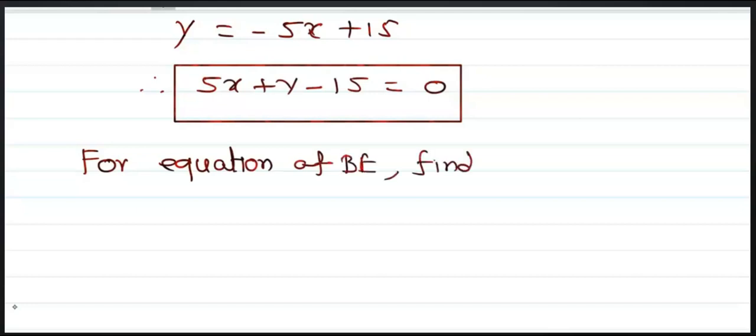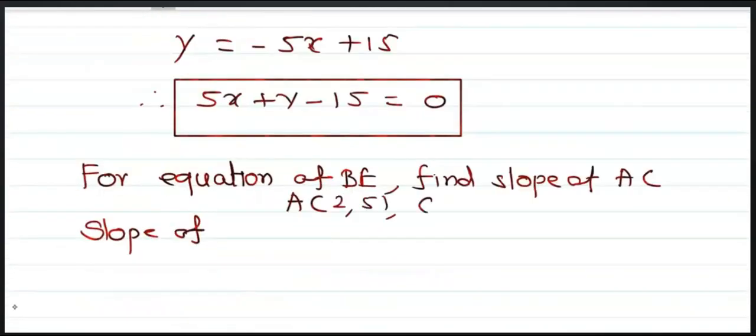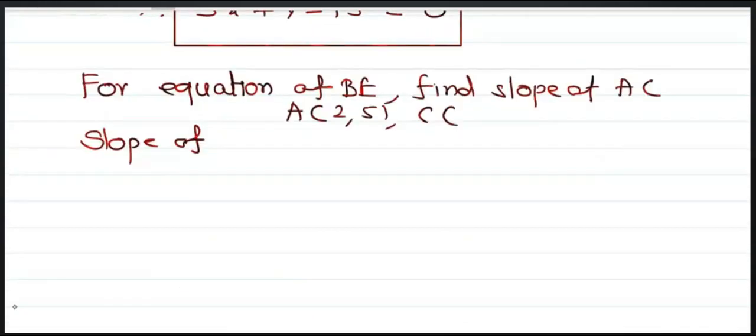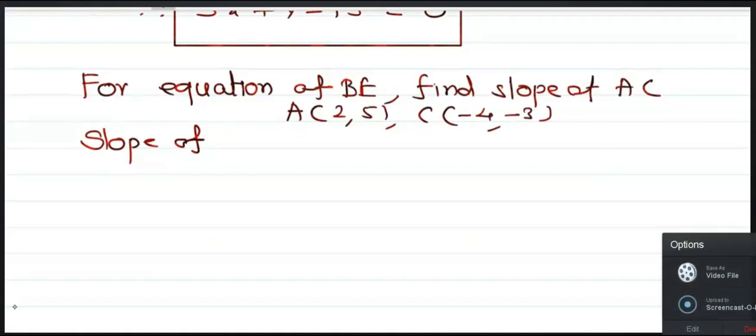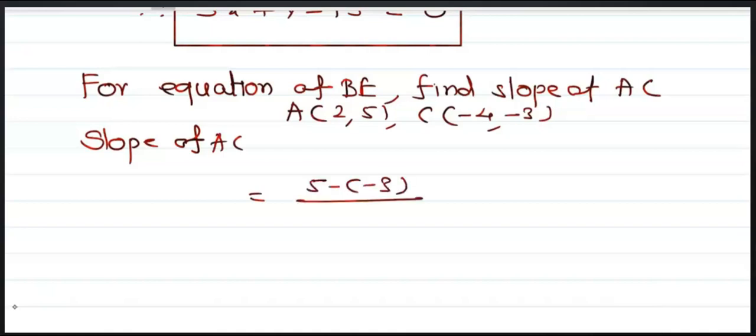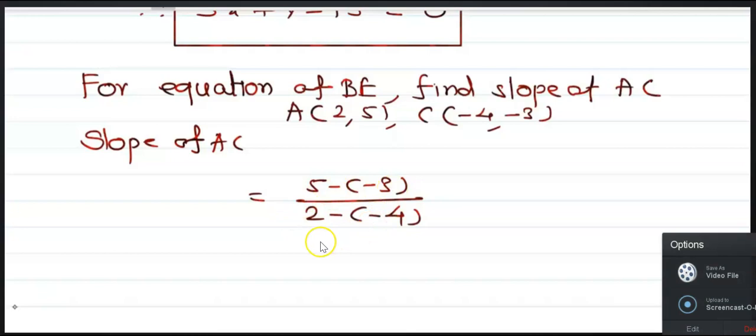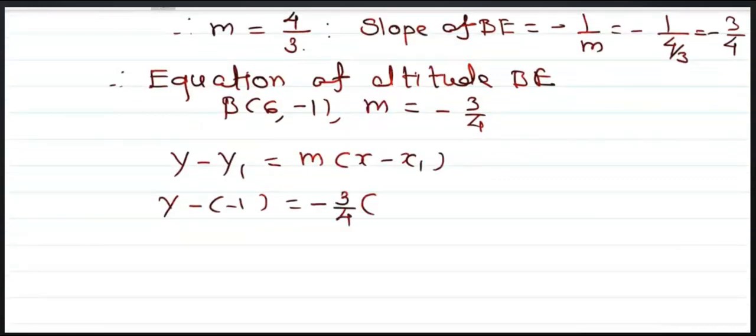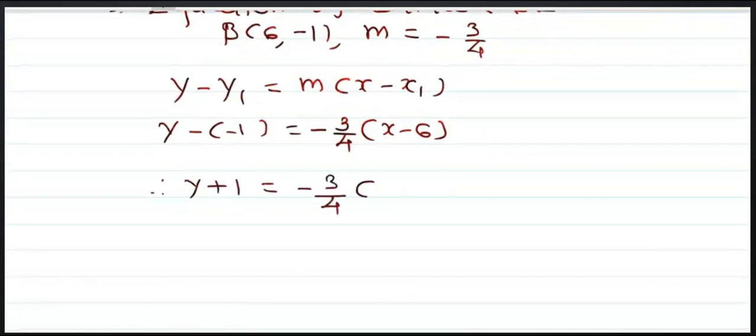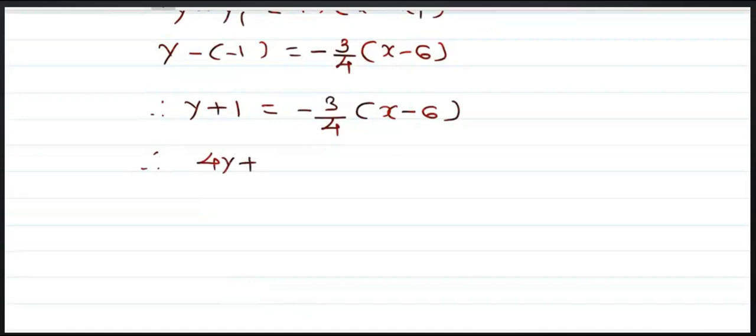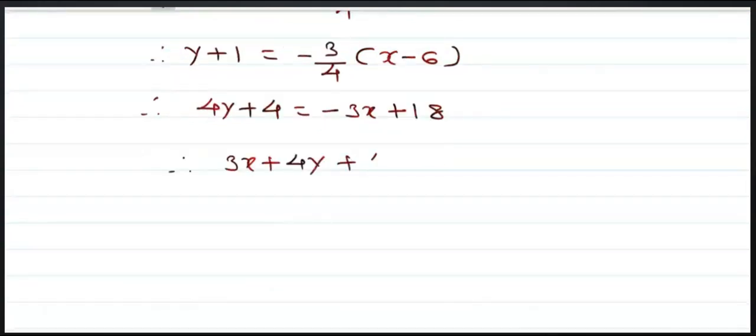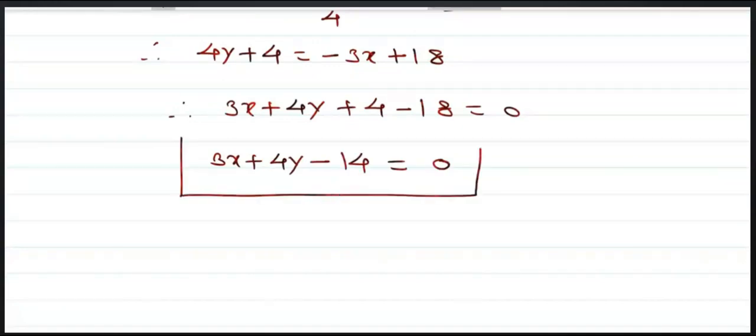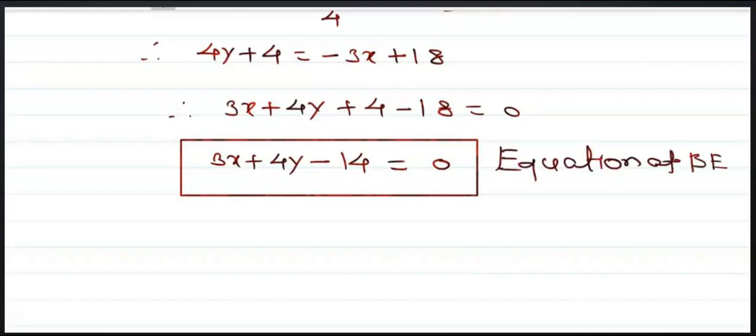Now the next is the equation of BE. Find the slope of AC now. The coordinates of A are 2, 5 and C is minus 4, minus 3. That is 5 minus in bracket minus 3 upon 2 minus in bracket minus 4. Three x plus 4y minus 14 is equal to 0. This is the equation of BE.